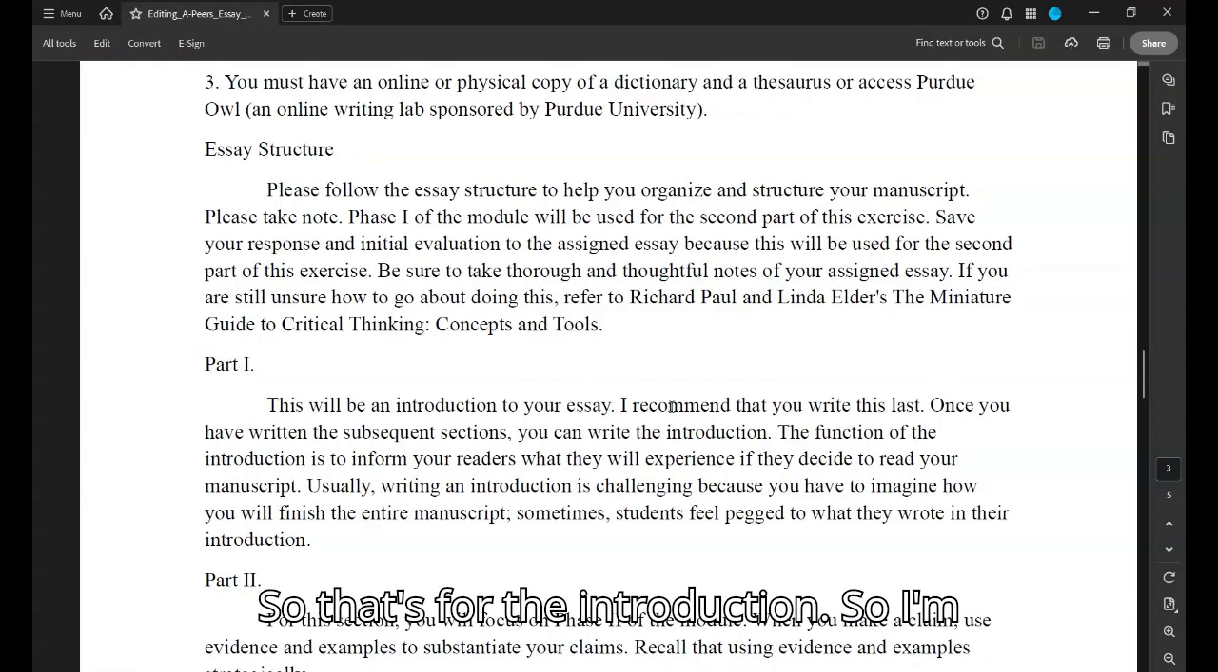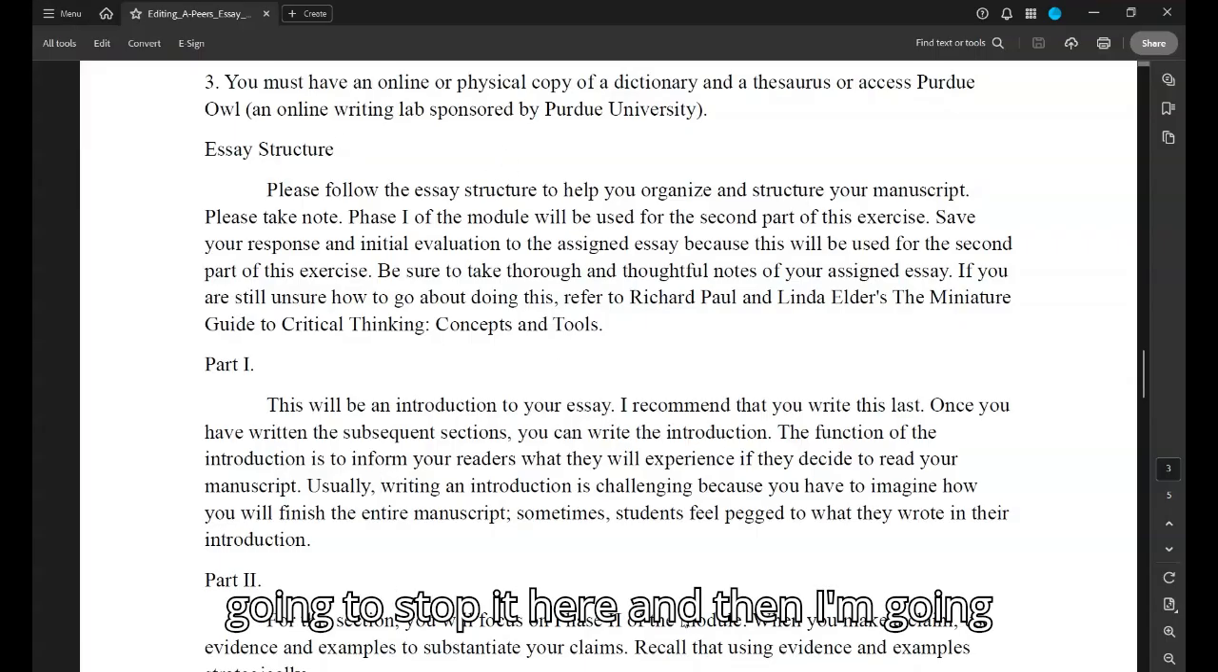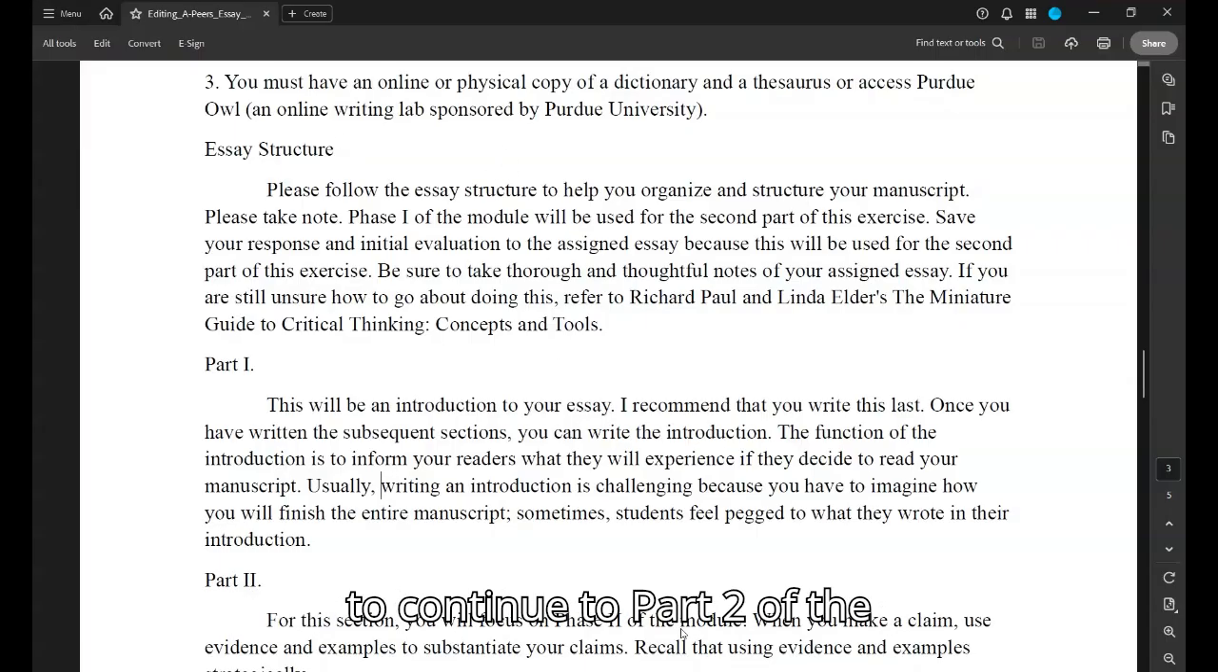So that's for the introduction. I'm going to stop it here and then I'm going to continue to part two of the essay structure.